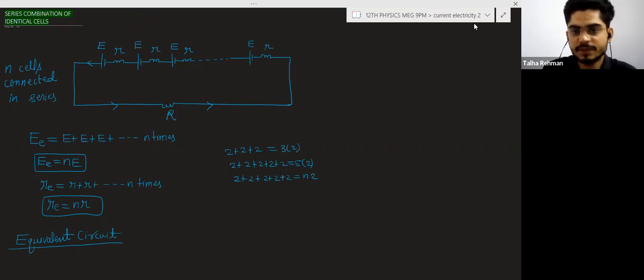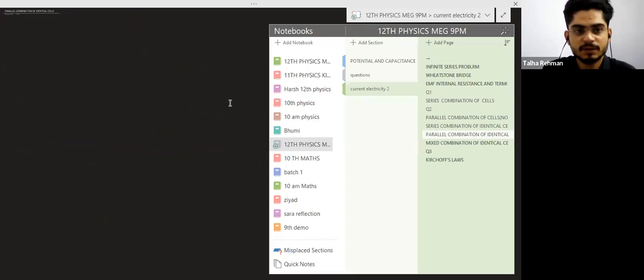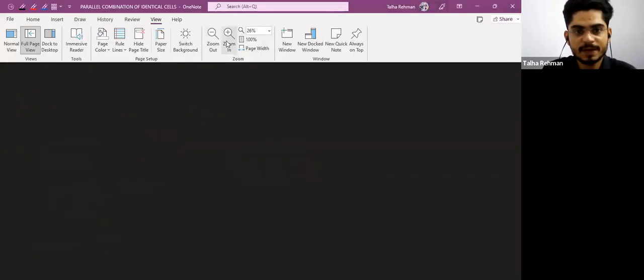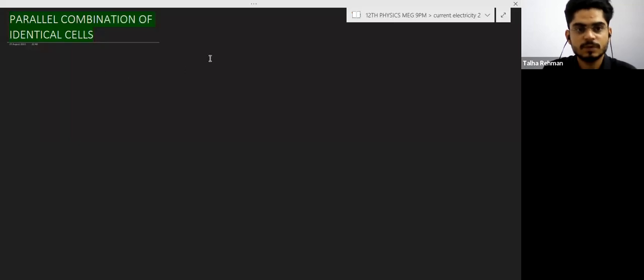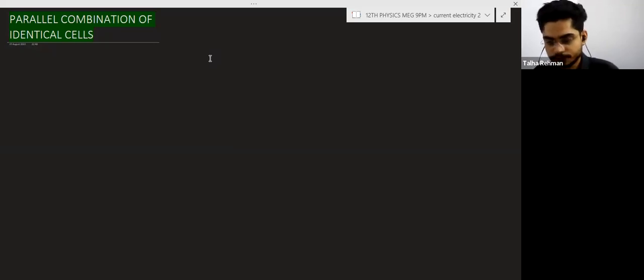So this is the series combination of identical cells. This is a little bit of theoretical part, and now we will have the parallel combination of identical cells. Parallel combination of identical cells is a part of our syllabus. Now, what we will do, we will connect the cells in parallel, and which types of cells? Identical cells.